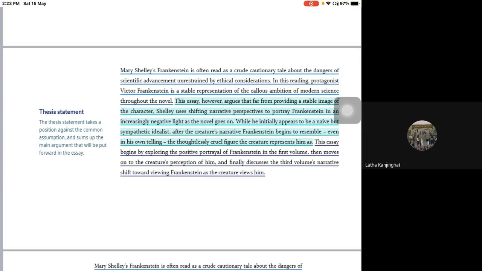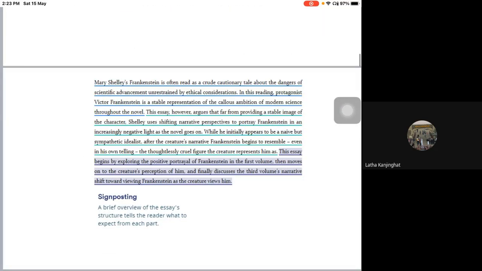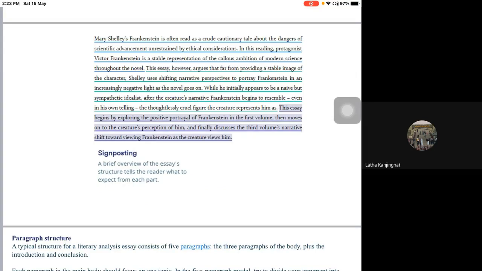Yeah. And then we go to the last section of the introductory paragraph. See, the signposting that we talked about. This is the same paragraph. Now see, "This essay begins by exploring..." So this is like the blueprint of what's going to be there in the rest of the essay.